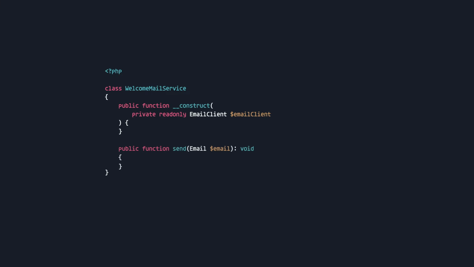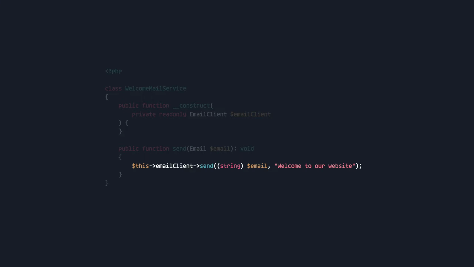Let's go back to our welcome mail service. Our service still has a dependency on an email client. In the send method, we no longer pass an entire user object, but our new email object. This eliminates all of our validation logic, as this email object is already validated by its mere existence. The method therefore only consists of a single call to the email client.